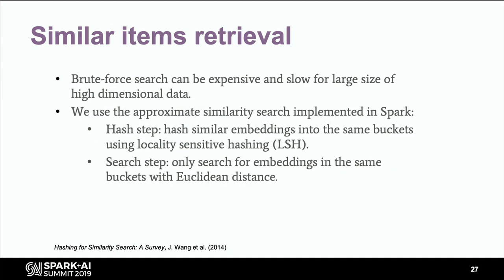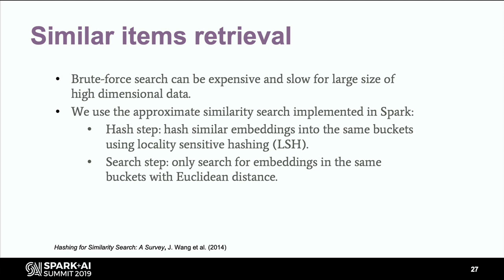At first, we just tried brute force, right? We have the embeddings. Why not just calculate the Euclidean distance, sort it, and get the one with the minimum Euclidean distance? But it turns out that even for our scale of data, it's too slow and too expensive. So then we looked for available solutions.